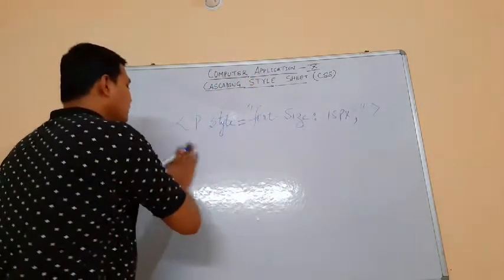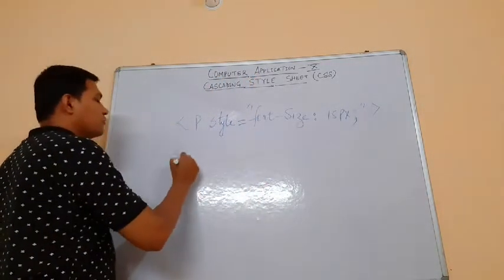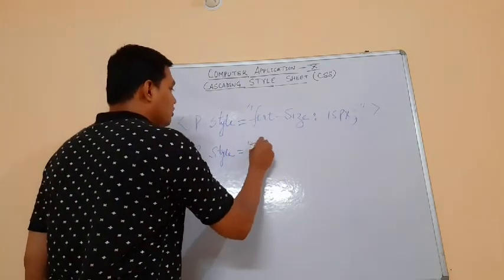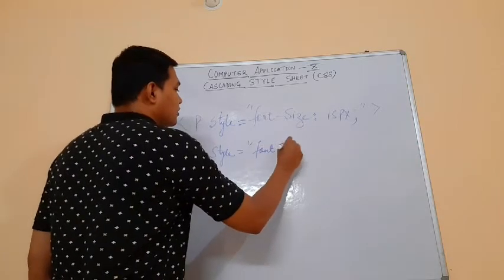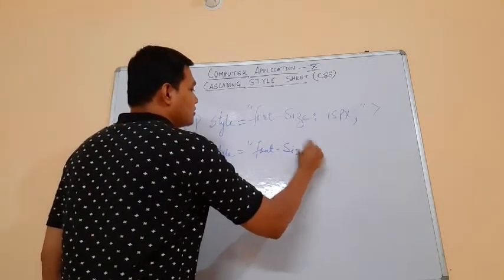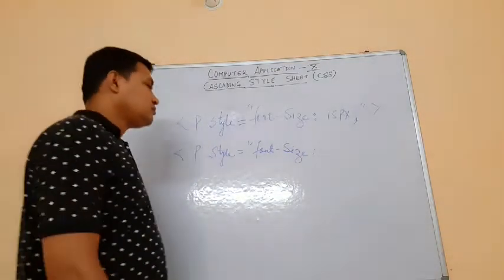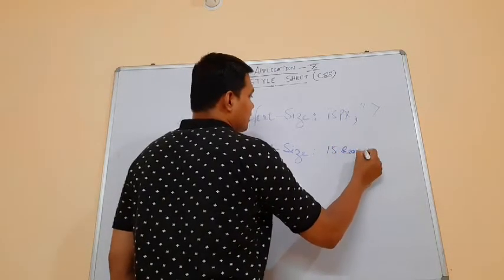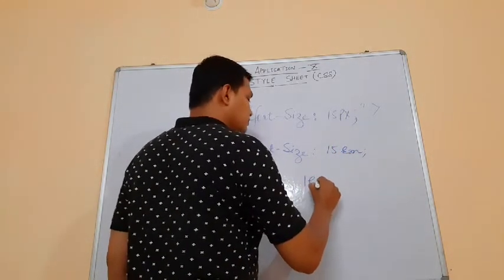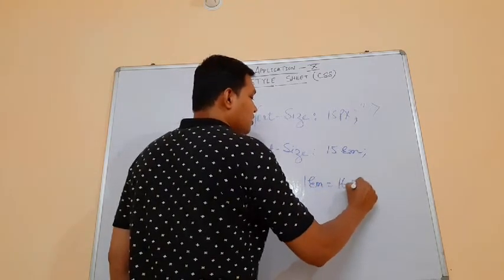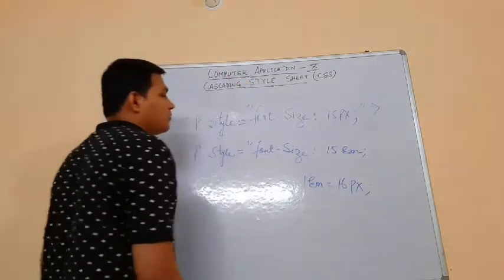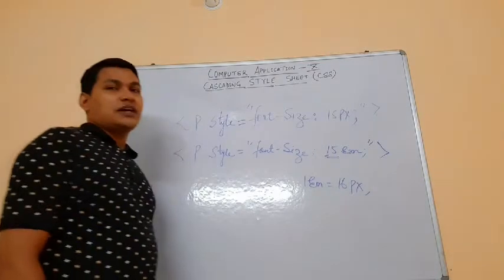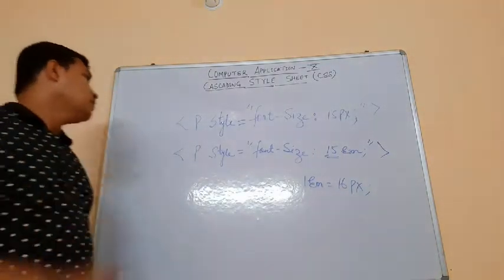And if you want to use another unit for the font in the inline style, the font size can be 15 em. Em is another unit. 1 em is equal to 16 pixels, or 1 em equal to 16 percent. So I am defining the font size as 15 em. Can you imagine what the size is? This is another unit that is used for font size.